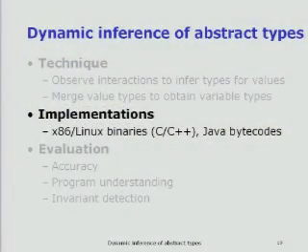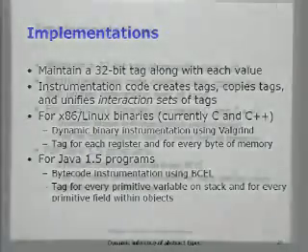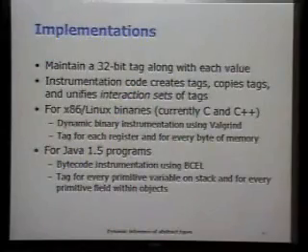OK, so I'll talk very briefly about the implementations, then I'll get to the evaluation, which will show whether this is good for anything. As I mentioned, our implementations really just maintain a 32-bit tag along with each value. The tag is a pointer into a union-find data structure so that for every pair of values, you can quickly determine whether they're in the same interaction set. We instrument the program at load time so that it creates tags whenever you create a new value, copies tags whenever you do an assignment, and unifies interaction sets of tags whenever there is a qualifying interaction.